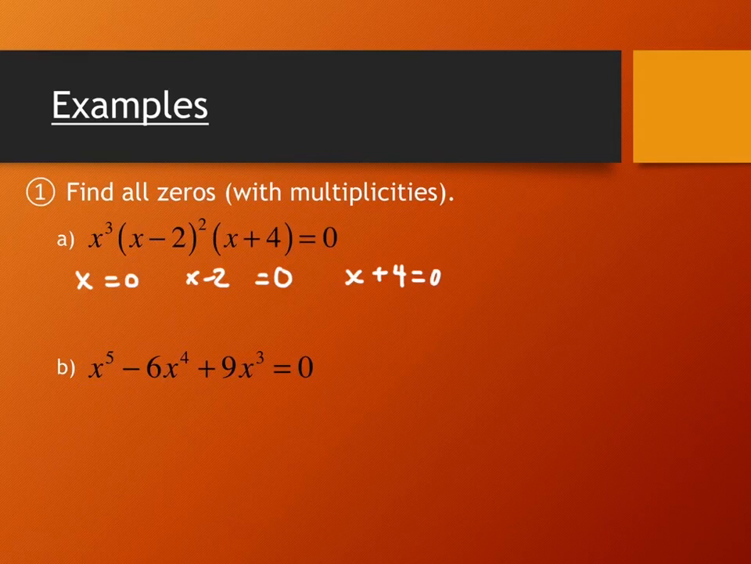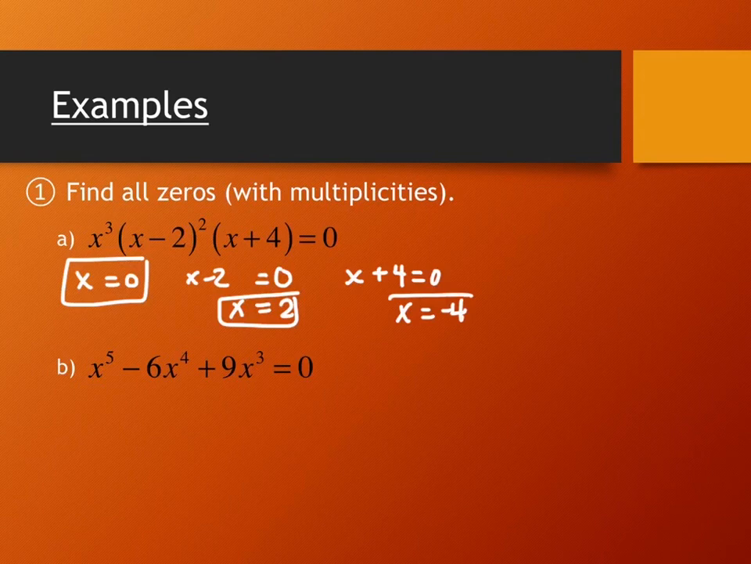Okay, so let's solve these three simple equations. The first one's actually already solved for us. And then we'll do the one little extra piece that our previous slide talked about. What does x equal in the middle one? 2. And on the third one? -4. Okay, so we've found the zeros. In parentheses it says with multiplicities, right?